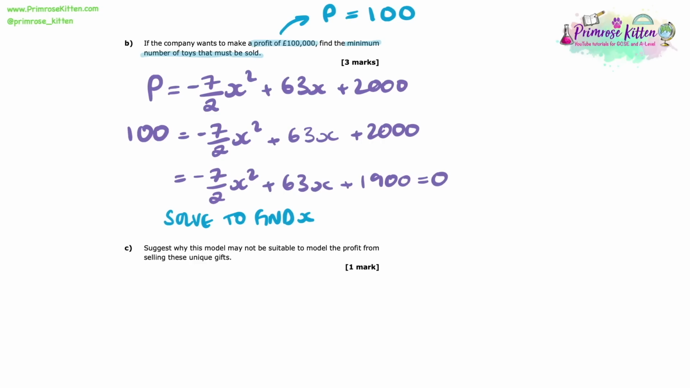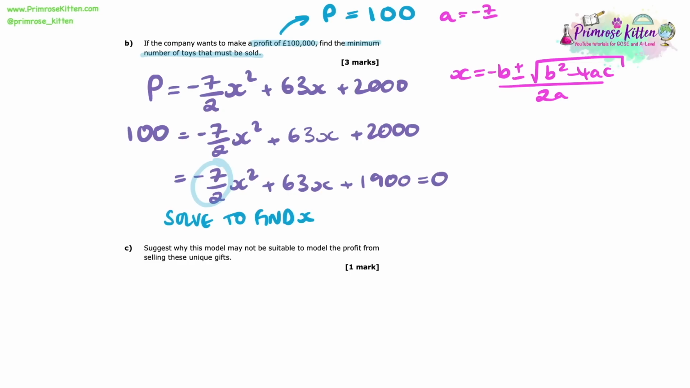It's a quadratic equation, so we could factorise it. However, maybe this would factorise, maybe it wouldn't. It does not look easy to do. I certainly wouldn't try. I would just get straight to the quadratic formula. So remember, quadratic formula states that x equals minus b plus or minus the square root of b squared minus 4ac all over 2a.